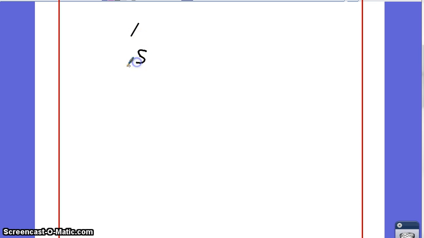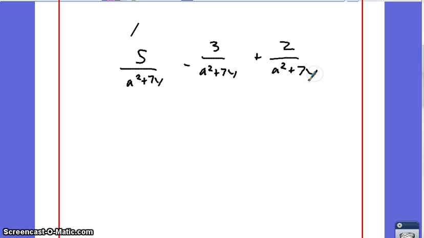Here's another example. All right, there we go. Notice our denominators are the same, so all we're going to do is 5 minus 3 plus z. 5 minus 3 is 2 plus z over a squared plus 7y. So our denominators were the same.